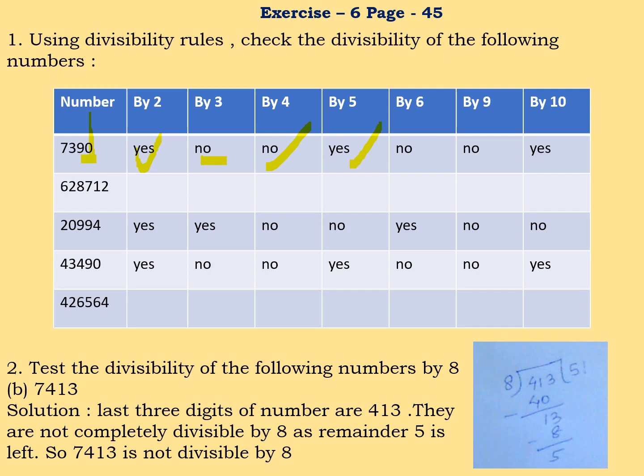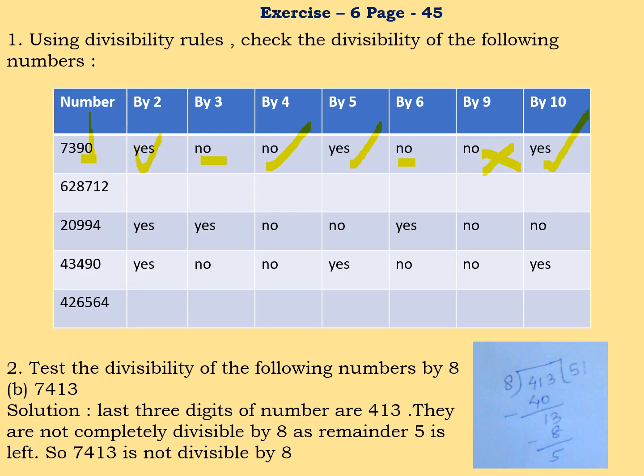Now for divisibility by 6, both 2 and 3 should be yes. Here 2 is yes and 3 is no. So it is a no. For 9, when you add them, it should be divisible by 9. But when I added, we are getting 19. So it is not divisible. Now for 10, last digit is 0. So yes, it is divisible.